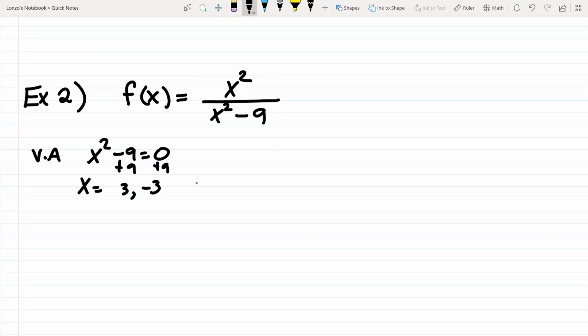And what would be our horizontal asymptote? The highest power on the numerator is x squared, and on the bottom the highest power is x squared, so the ratio of the leading coefficients gives the horizontal asymptote. And what would this look like? It would look something like this.